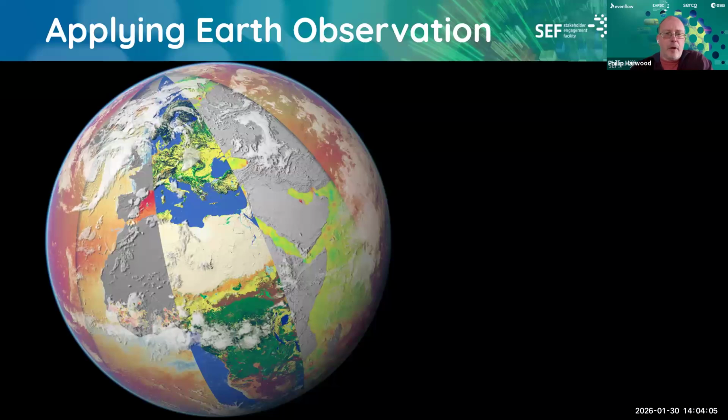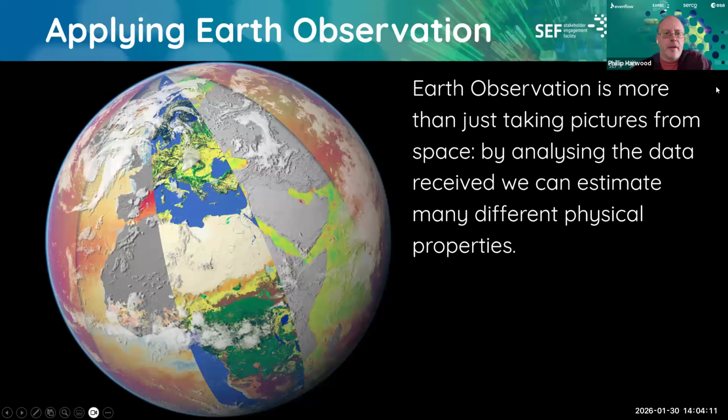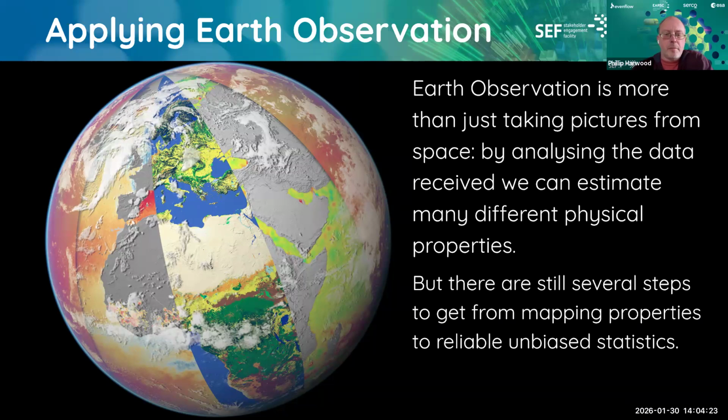Now, if you've been following the webinar series so far, you will know that you can do a lot of different things with Earth observation. It is more than just taking pictures from space. By analysing the data we receive, we can estimate many, many different types of physical properties. But, and it's an important but, just being able to measure it does not necessarily mean it is immediately ready for use as a statistical source. There are steps to go through.